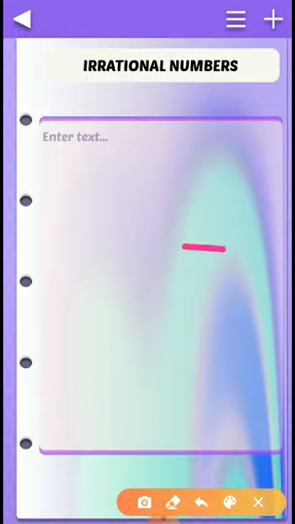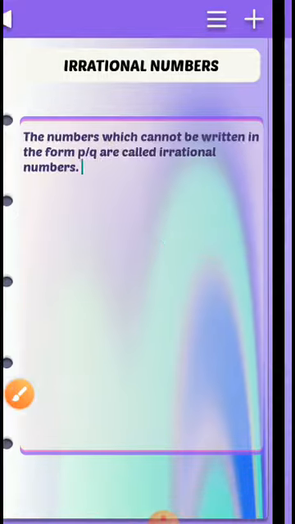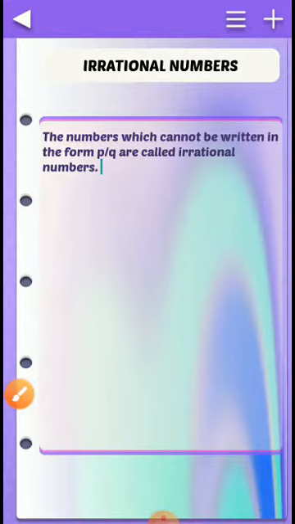Now you may think, what will be the actual definition of irrational numbers? We can say that irrational numbers are the numbers which are not rational. So how can we write the definition? The numbers which cannot be written in the form P by Q are called irrational numbers.